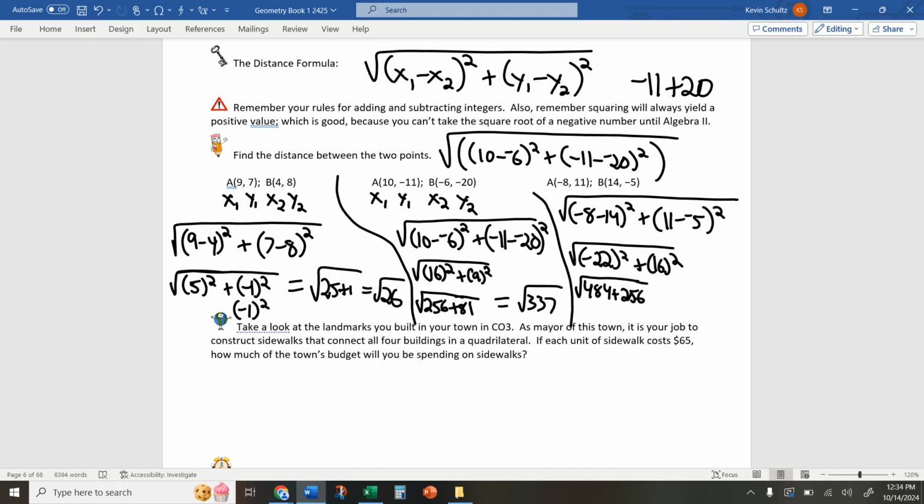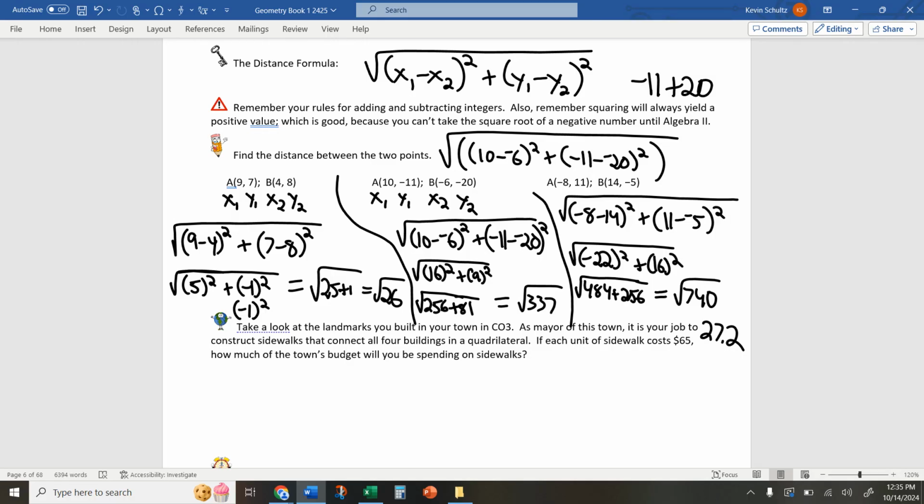484 plus 256, we add those together, we get 740, right? The square root of 740? Yeah. And what is that in decimal form? That's 27.2. Or the root in simplest form, which that one can be simplified. You can take a 4 out of it. Unless it specifically says write it in simplest radical form, it might be better just to put it in decimal form.